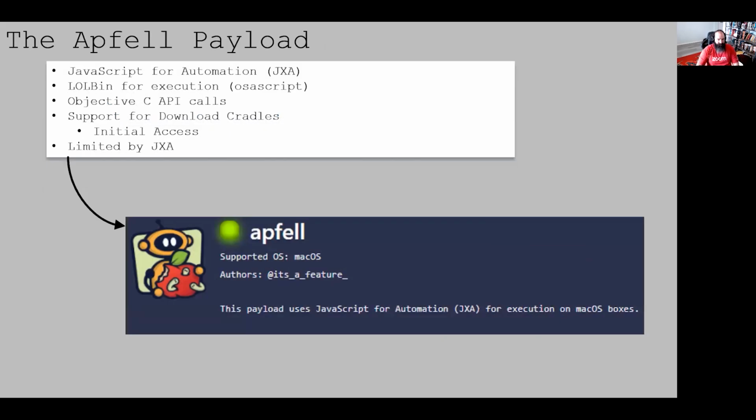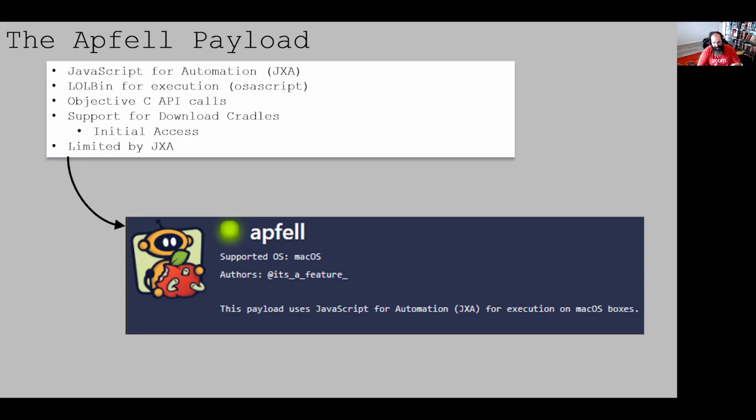So yeah, the eval payload. It's written in JavaScript for automation, JXA. We'll talk a little bit more about that in the next slide. But it can be executed by a Lolbin, living off the land binary, which is osascript, which we'll talk about shortly as well. And it uses Objective-C API calls. It also supports download cradles, which is really cool. Means that you can write a one-liner of osascript that will reach out to wherever you're hosting a malicious payload, pull it down and execute it all in one line.